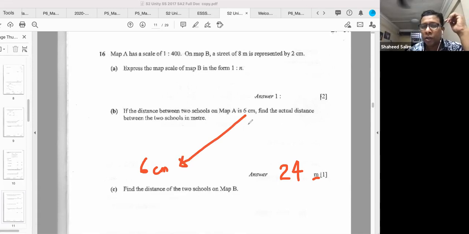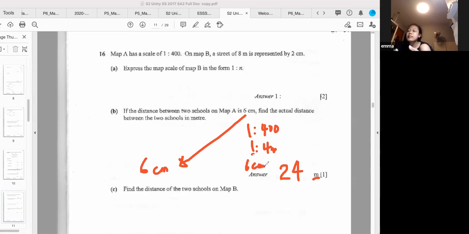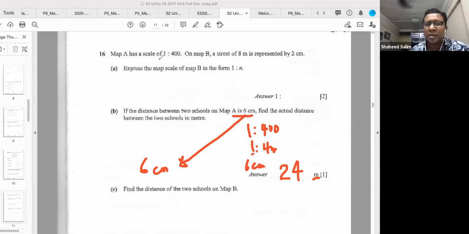You know why? Just now you say 1 is to 400, right? Which is actually 1 cm to 4 meters. Correct. So you divide this by 4, you get 6, so 6 cm. In fact, this is the same thing. Map A and map B have the same scale. Just now you found out the same scale, right? So I do not know what's wrong with this paper. They give you the distance in map A. They ask you for distance in map B, which is the same. You get it?